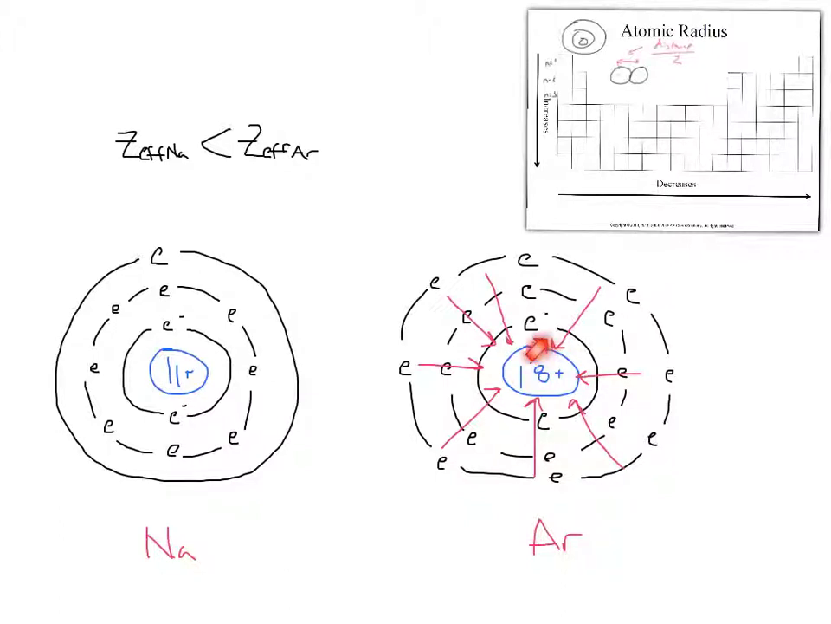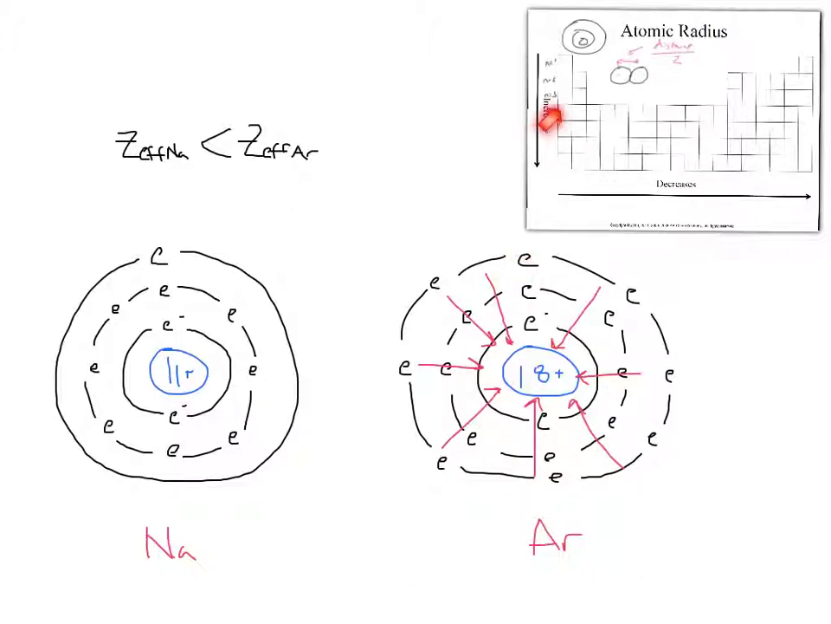So as a result of this higher effective nuclear charge, it's able to pull its outer row electrons in a little bit closer, which is going to squish this circle down and make the radius get smaller. So this is what happens as we move from left to right. The effective nuclear charge increases, and the pull that the nucleus has on these outer row electrons is able to pull them in a little bit tighter.